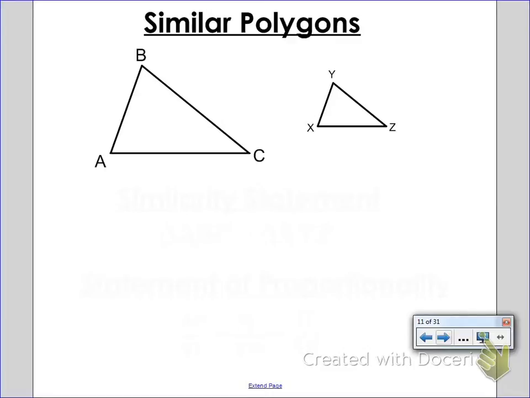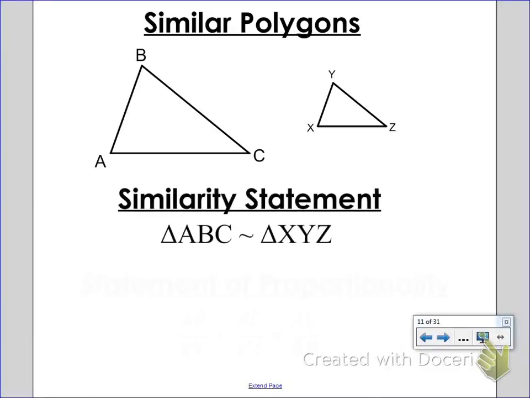Now, to show the two triangles are similar, we have what's called a similarity statement. A similarity statement works very similar to how the congruence statements worked. In this case, we have two triangles that are similar. Triangle ABC is similar to triangle XYZ. This symbol, which is like a tilde, is our similar symbol. So that's how I show that one triangle is similar to another triangle.